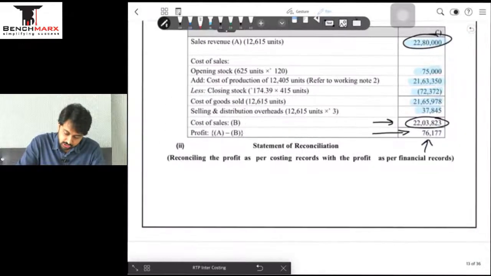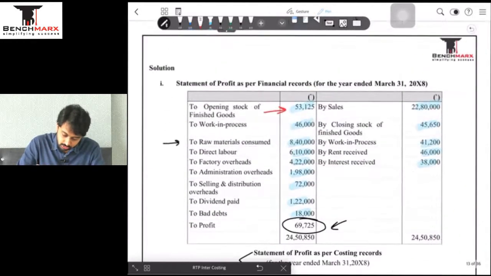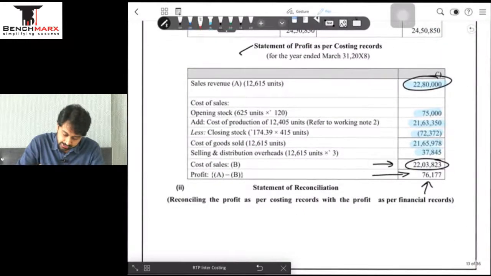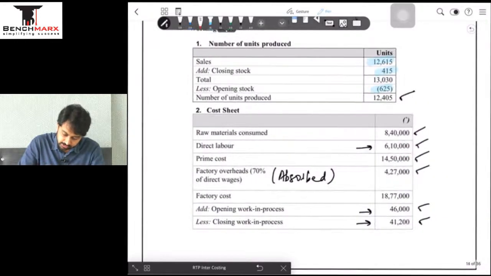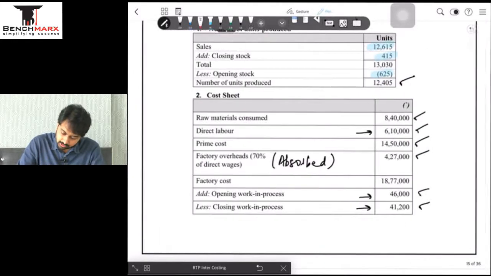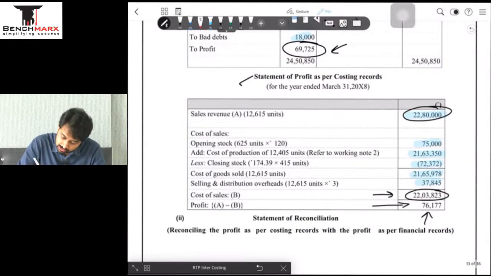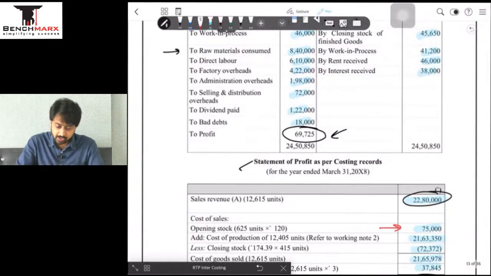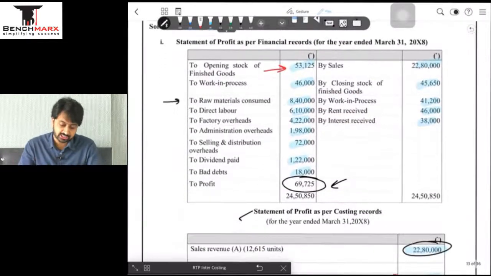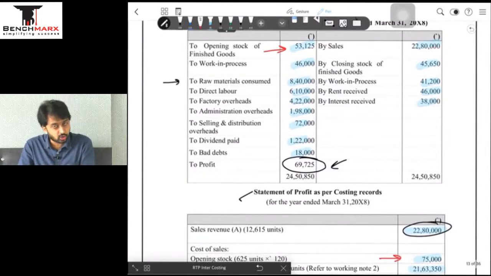Opening stock as per costing, where is it? Opening stock of finished goods, we had added it, we did some valuation of 120 earlier. Yes, this one, below 21,630, we did it here. Yes, this one. So 75 is the opening stock as per costing, and 53 is the opening stock as per financial. Tell me, where is the opening stock more? Opening stock is more as per costing records.